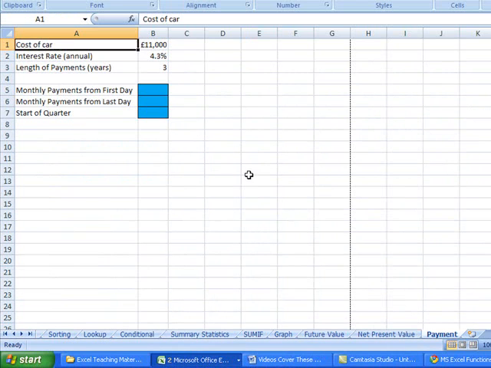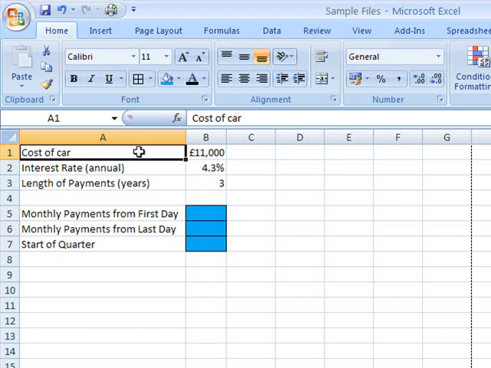In this one, imagine you've bought a car. The car costs £11,000, but you borrowed money to pay for the car. It's not your own money. The money comes from the bank. The bank charges 4.3% interest annual. So every year, every 12 months, 4.3% interest. The length of the payments is in years, and that's 3 years. So you have 3 years to pay £11,000, and you must pay 4.3% interest.